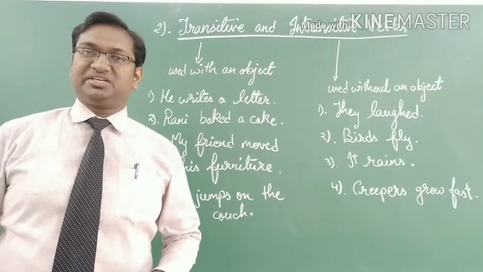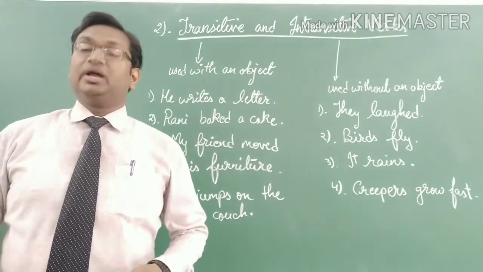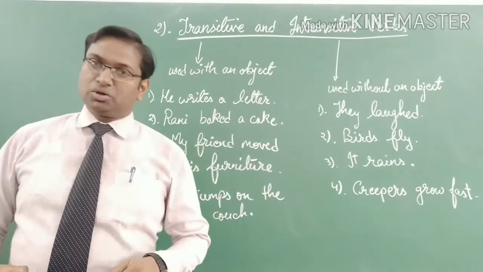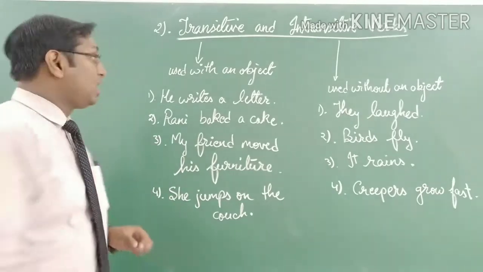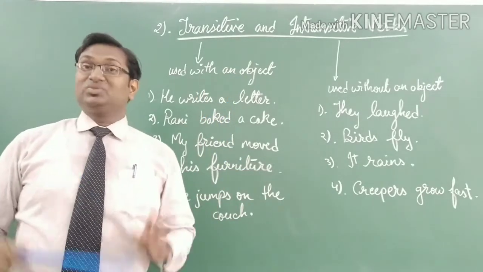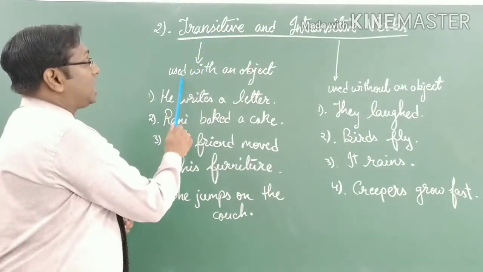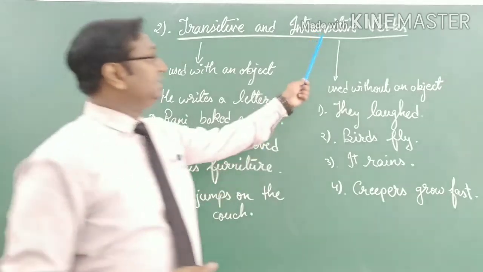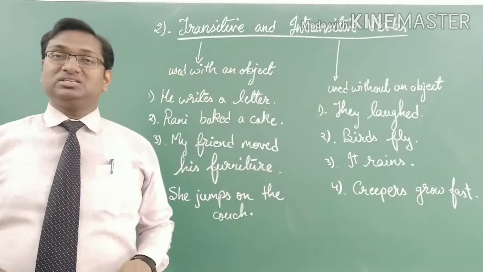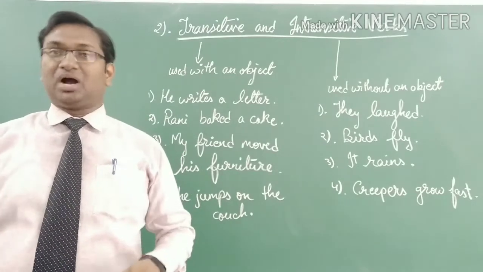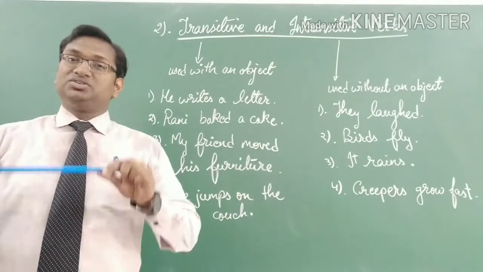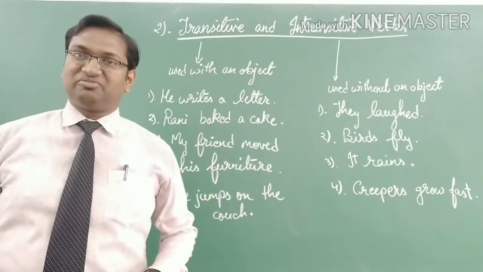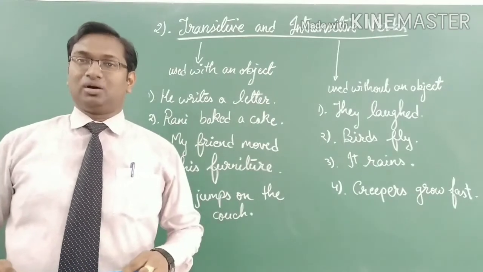Now, next is transitive and intransitive verbs. Now, what are transitive and intransitive verbs? Transitive verbs are those verbs that require an object. Yes, transitive verbs are used with an object, and intransitive verbs do not require any object to complete its meaning. So, transitive verbs need objects and intransitive verbs do not need an object.